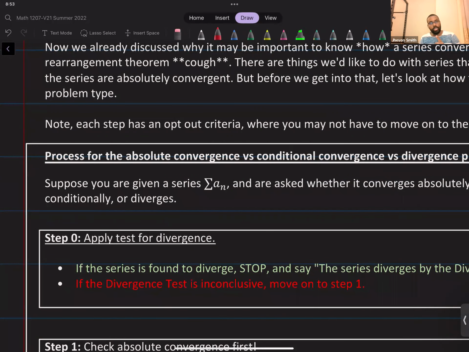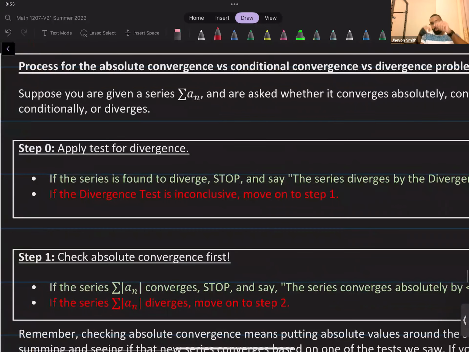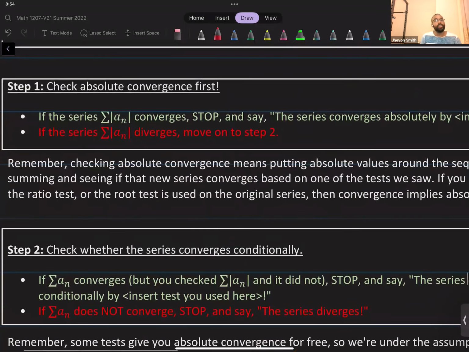If this equals 0, you have to move on to the next step. If this does not equal 0, you're done. You say, okay, it diverges by the test for divergence, the problem ends. If it's 0, you have to move on. Here, now you throw absolute values around everything and do a test for convergence. If it converges in this case, you say the series converges absolutely by whatever test you used, right? If it doesn't converge in this case, then you would say nothing, you move on to the next step.